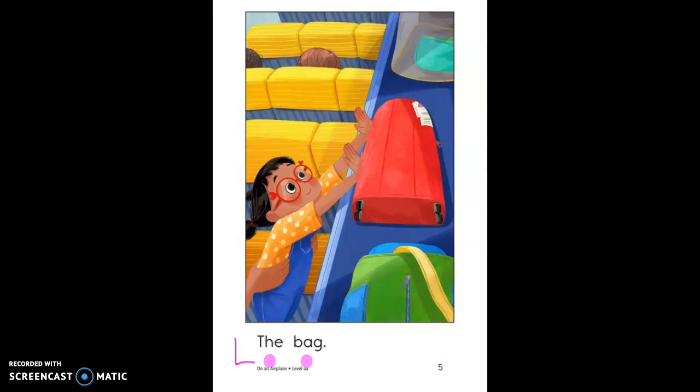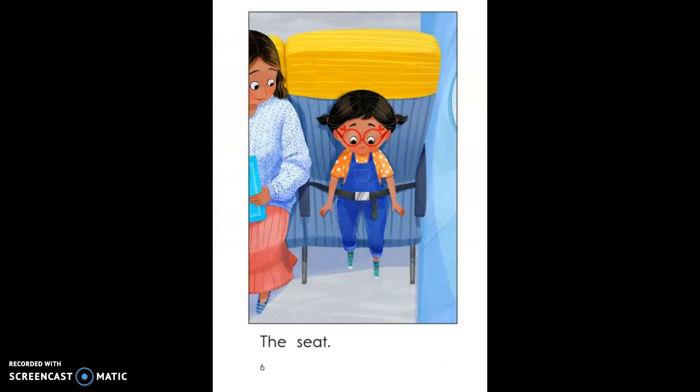Great job rereading this page. That was awesome. Now let's keep going. We're going to go to the next page. We are going to draw an L because we know good readers want to start on the left side of the page. And we're going to point under each word as we read, starting with the pattern, the seat. The seat. Great job.